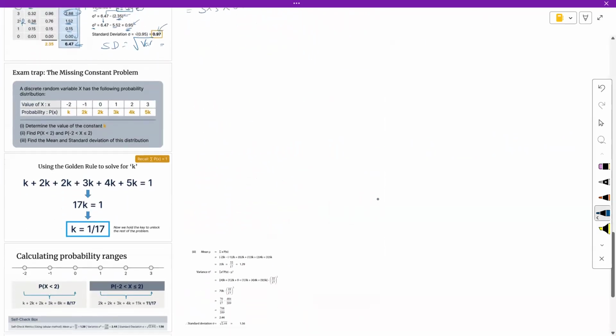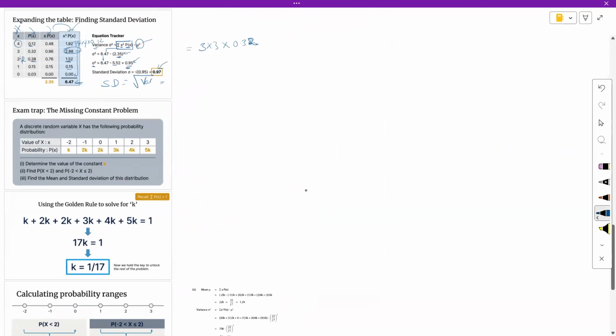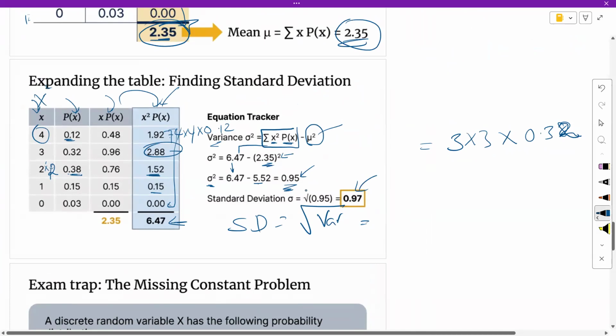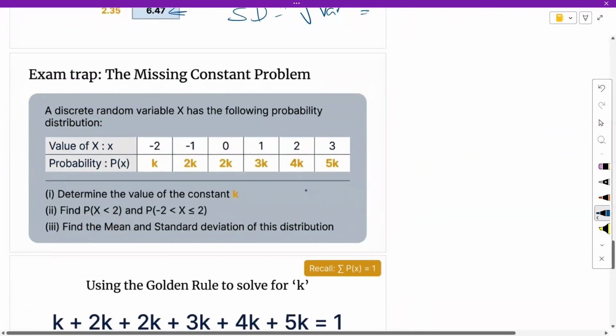Right? Clear? Is it clear? Yes, sir. Okay. Now we move to exam type questions.